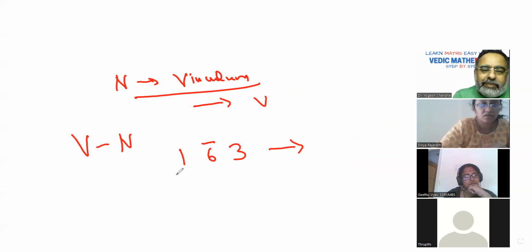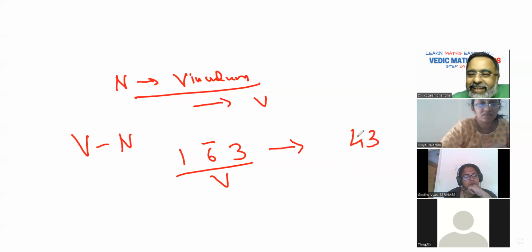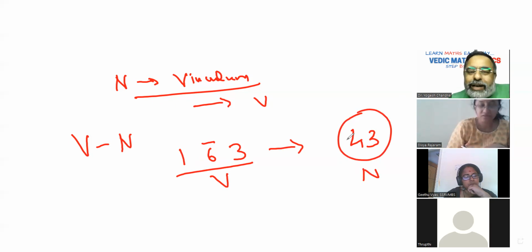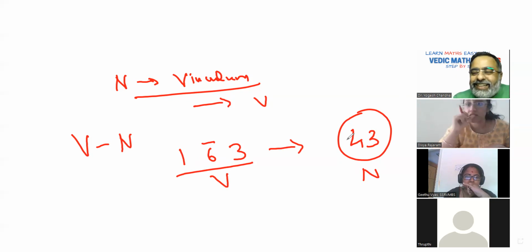Now this is a vinculum. What is the value? 43, sir. Perfect. Now this is a normal number. Can you convert this to vinculum? 163. The 6 is more than 5, so we convert it; the 3 is less than 5, so we can keep it as it is.